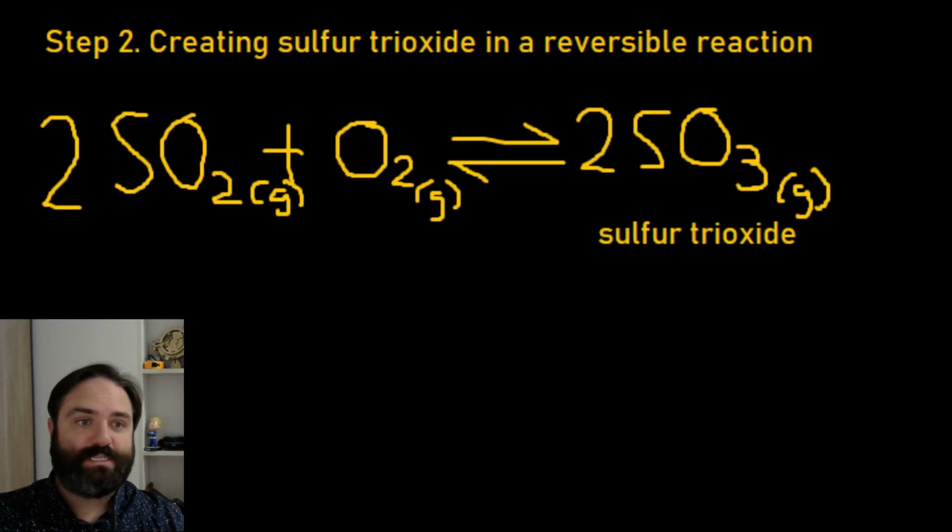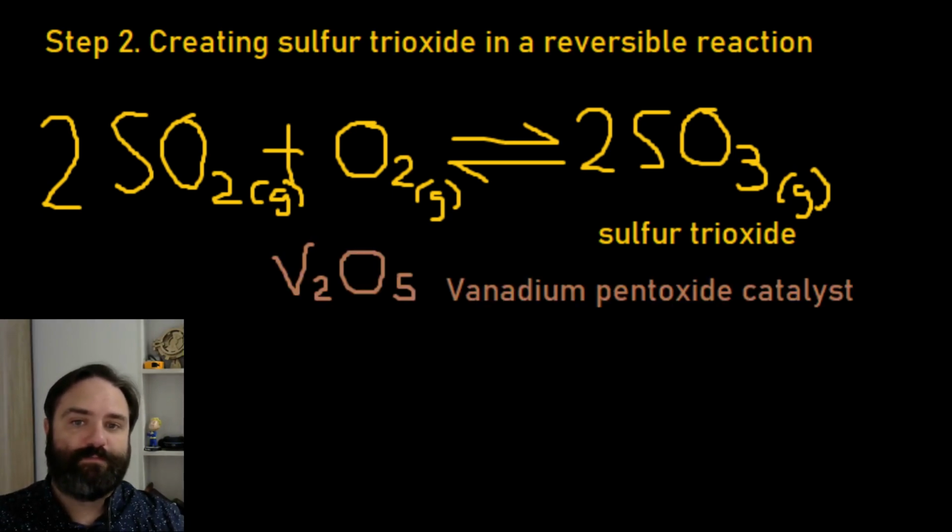Step 2 is the reversible reaction. The sulfur dioxide from step 1 is added to more oxygen in order to produce sulfur trioxide. This requires a catalyst of vanadium pentoxide, V2O5. In an equilibrium like this, specific conditions must be used in order to increase the yield. Again, go back and take a look at the video on equilibrium and also on the video on the Haber process for more details.